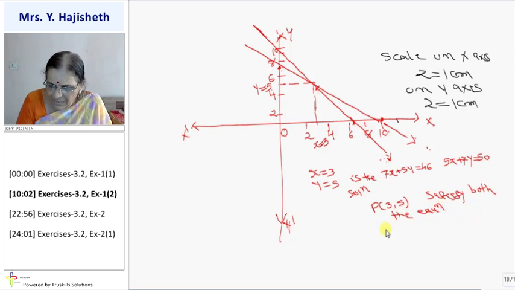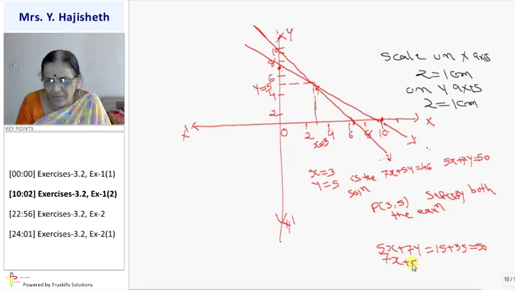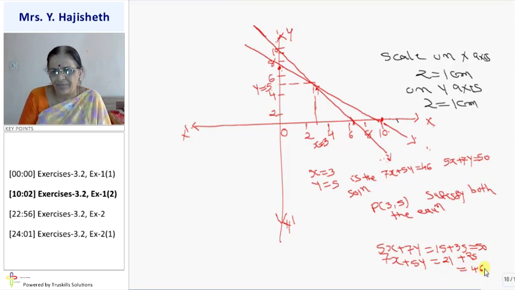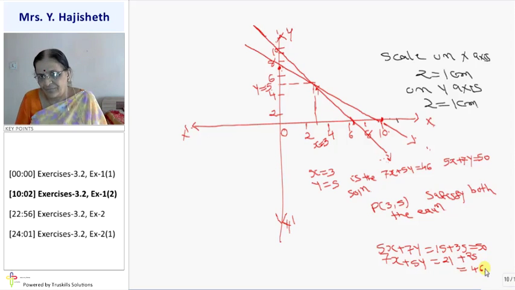You put it in 5x plus 7y: 5 threes are 15 plus 35, it is coming 50. And in 7x plus 5y, 21 plus 5 fives are 25, so it is 46. Clear? So it satisfied both the equations. Therefore 3, 5 is your solution. Now you understand how to solve graphically. Clear? Here the graph is not exact, I draw a rough sketch. You use graph paper. You will get exactly 3 and 5.